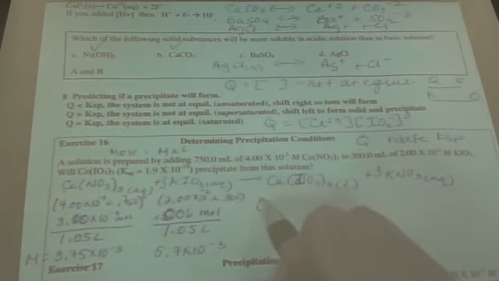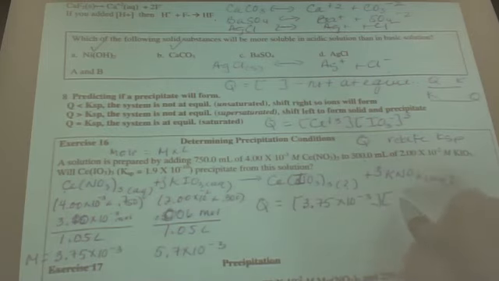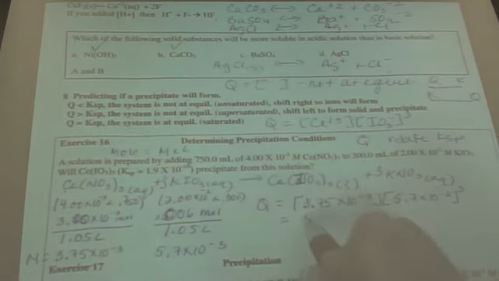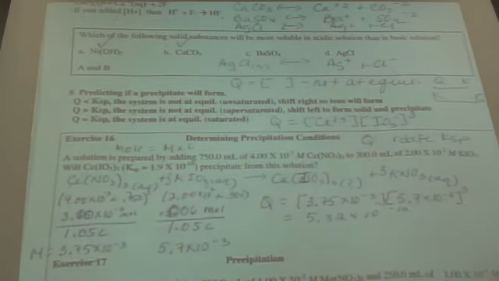So Q is equal to 3.75 times 10 to the negative third, times 5.7 times 10 to the negative third, quantity cubed. It's not very helpful that we have these really small molarities either. Q is equal to, this will take me a minute, 5.32 times 10 to the negative 10th.